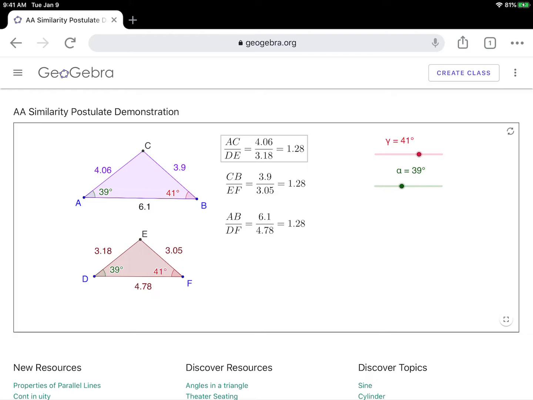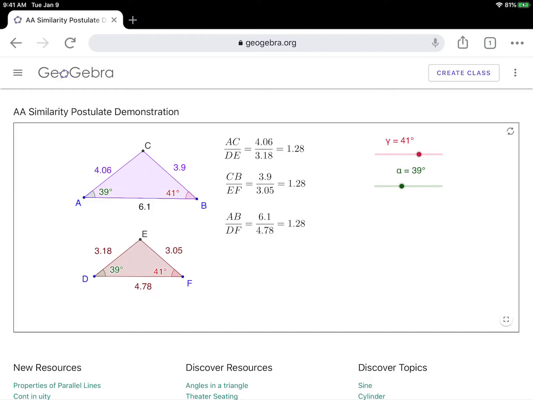Again, we're comparing AC to DE, and that gives us 1.28. CB to EF, which is 1.28, and AB to DF. So we're looking at the ratios between each side, and this is what it means for them to be proportional. AC over DE equals 1.28, which also equals CB over EF, which equals 1.28, which also equals AB over DF. So when we say the sides are in proportion, that's what we're talking about.